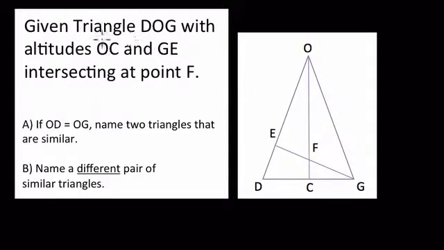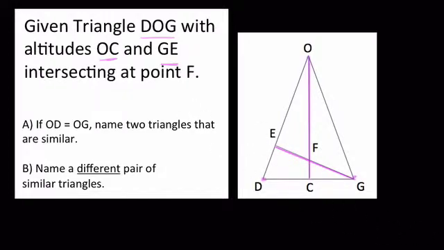In this question, we have triangle DOG, right? So that's this triangle here, DOG, it's the larger triangle, with altitudes OC and GE. So the altitudes, I'll label those. OC, right here, and GE, right there.